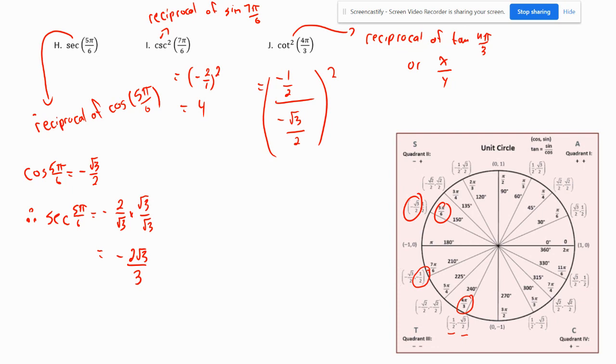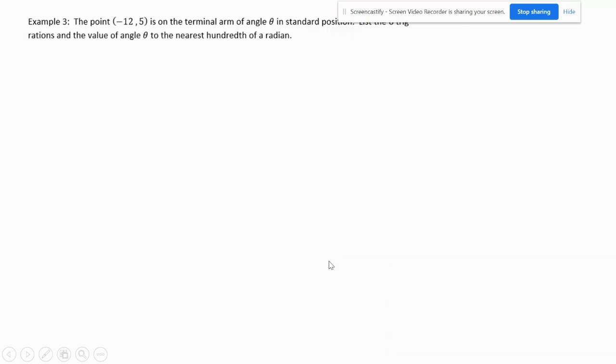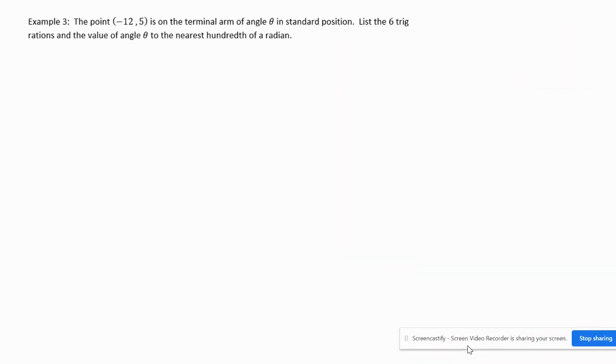Okay, so it's dividing two fractions here. So this is going to make negative 1/2 times, I'm going to flip the bottom fraction, 2 over root 3, and that's negative, squared. Those guys cancel out. This is negative 1 over root 3 squared equals positive 1/3. Okay, so this is going to be our answer for this guy over here. Okay, next example.